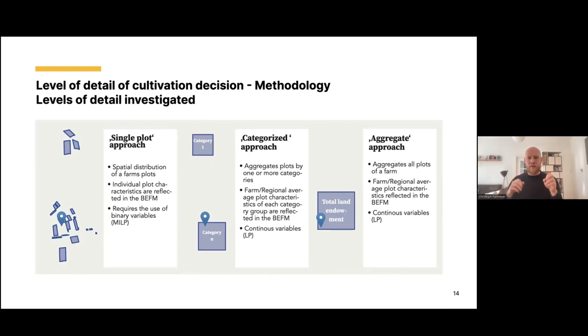Then as a middle approach, we chose the categorized approach, as we call it, that aggregates plots by one or more categories. In the literature, what we sometimes see is that categories like good soil, bad soil are chosen. It's rarely done in the literature, but that's the only other approach we could find. And then often farm or regional average plot characteristics for each category group are reflected in the bioeconomic farm model. And then at last, we have the aggregate approach, which in our literature research is the most frequent approach, that aggregates all of the farm's plots and also aggregates all of the farm characteristics.